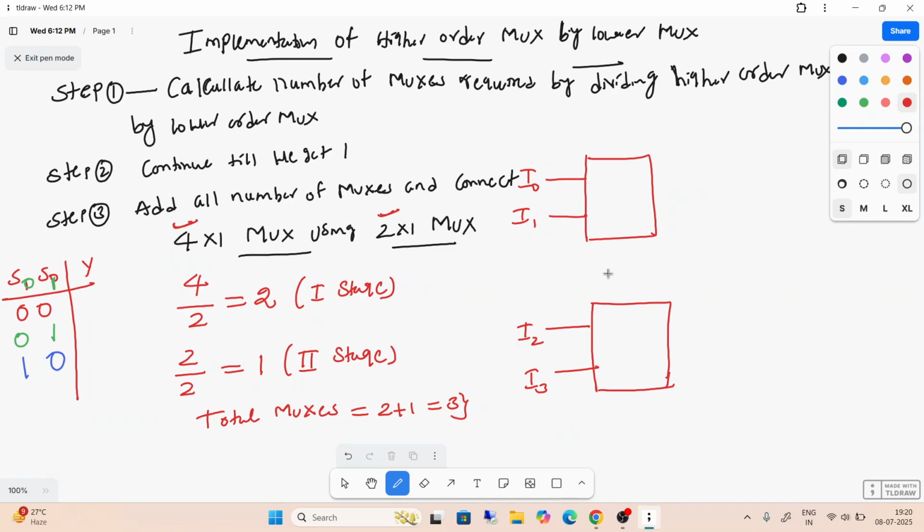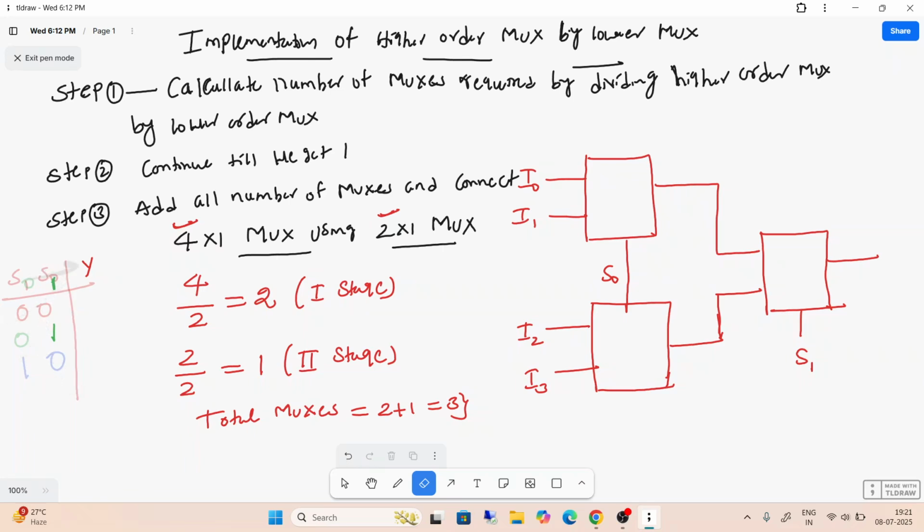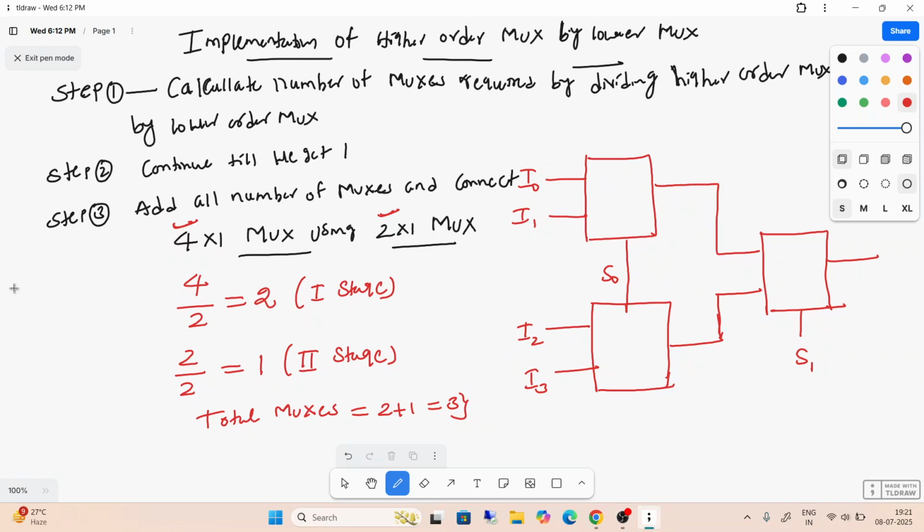Let us take the common selection line as S0. One more MUX, and this is S1. Which is MSB and which is LSB, you tell me. S0 is LSB, so S1 is MSB. So S1 and S0 you need to take, and the output is Y.